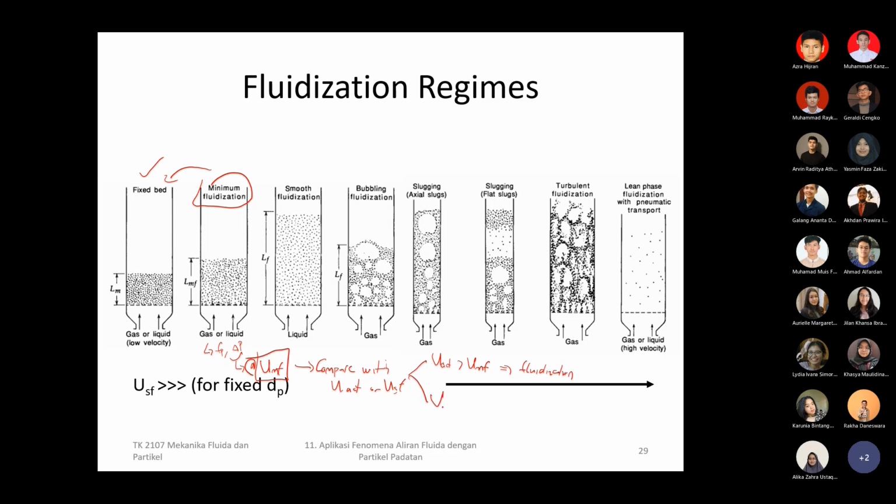Okay, but when you calculate that the UMF is actually still higher than your actual velocity, if your actual velocity is still lower than UMF, then you are still in the fixed bed regime. It's still not lifted. Okay, so that's the illustration. In this direction, the velocity will increase, and then the void fraction will also increase. Okay, just by looking at the picture, it becomes less dense in terms of the particle distribution.